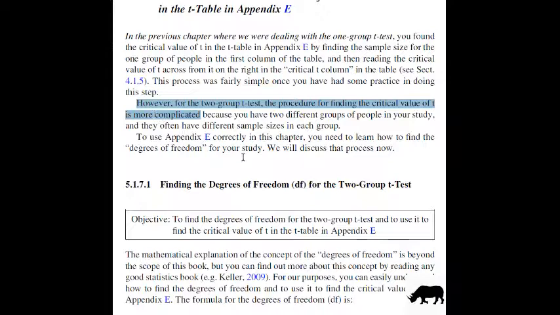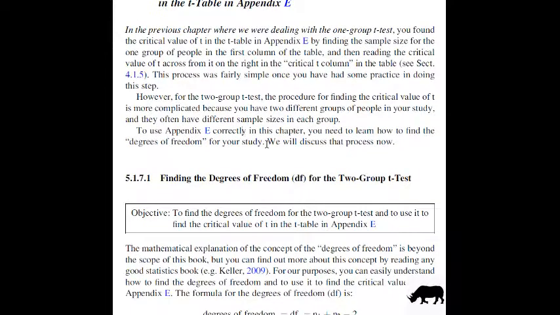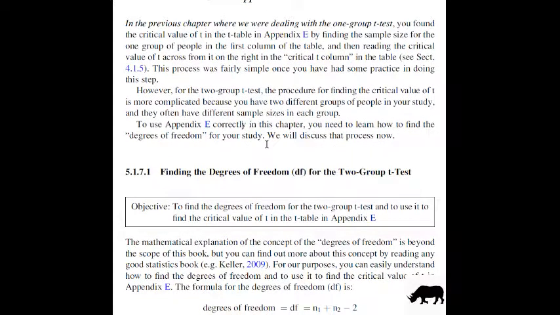However, for the two-group t-test, the procedure for finding the critical value of t is more complicated because you have two different groups of people in your study, and they often have different sample sizes in each group. To use Appendix E correctly in this chapter, you need to learn how to find the degrees of freedom for your study. We will discuss that process now.